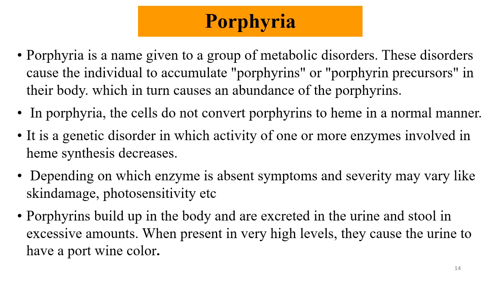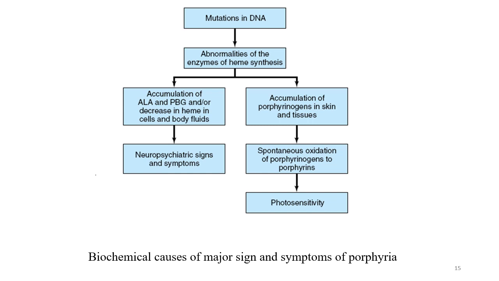At a very low level of porphyria, there will be only simple skin damage, or photosensitivity, or there can be a change in urine color. But when an excessive amount of porphyria is present, then it can lead to some severe disorders as well. So it can lead to photosensitivity, skin damage, or different neuropsychiatric disorders. These are the major signs and symptoms of porphyria.